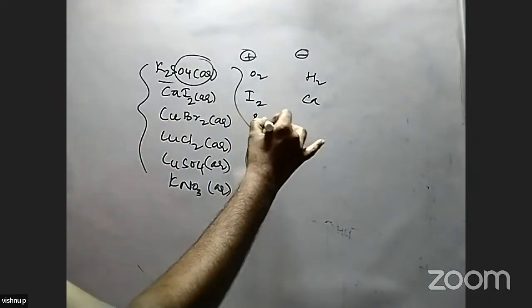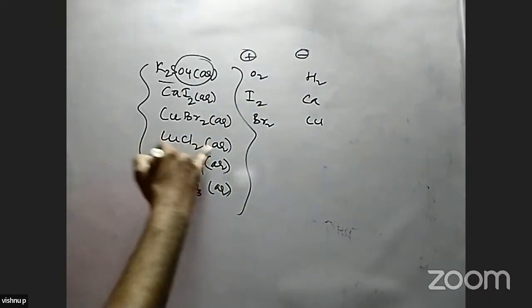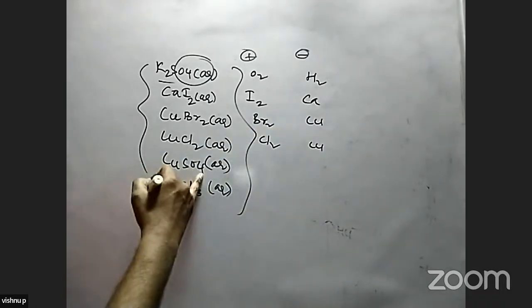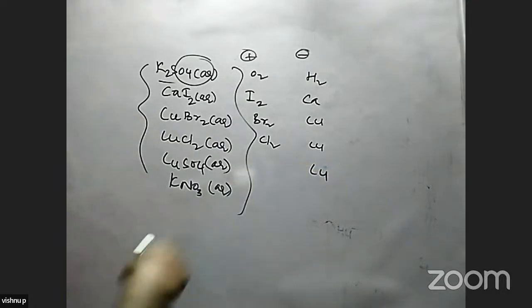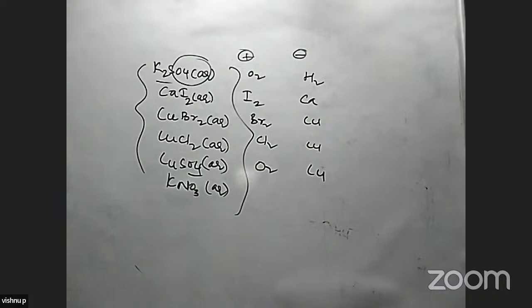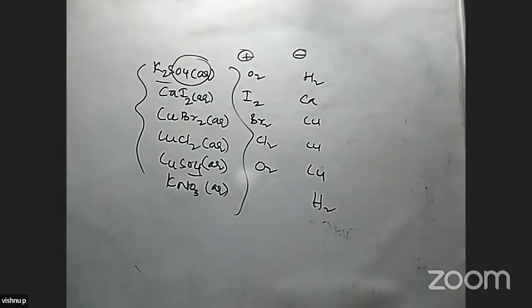Copper bromide. Bromine is evolved at anode and copper is deposited at cathode. Copper chloride. Copper is deposited at cathode, chlorine is evolved at anode. Copper sulfate. Again, copper is deposited at cathode. Instead of sulfate, oxygen is evolved at anode. Potassium nitrate. Hydrogen is evolved at cathode. Instead of nitrate, oxygen is evolved at anode. So this is the method to find out what type of ions are evolved at cathode and anode.